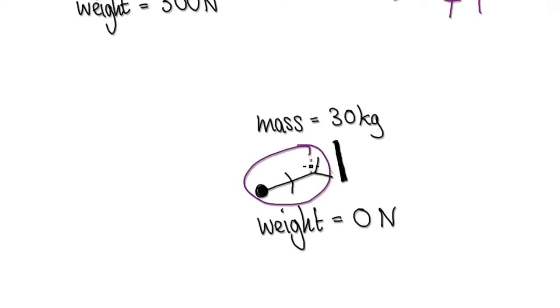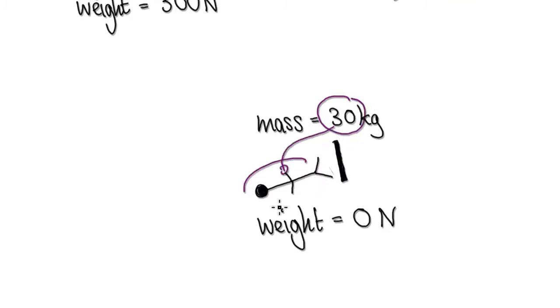Now in space, you're just going to float about. If you try and weigh yourself in space, you're just going to float about. The bathroom scale is just going to float about. You're not actually pushing a force on it. Your mass floating in space will be 30 kilograms. It will still be the same.